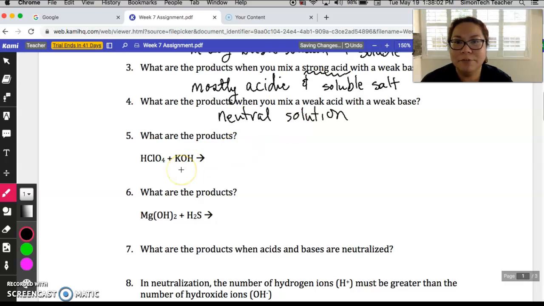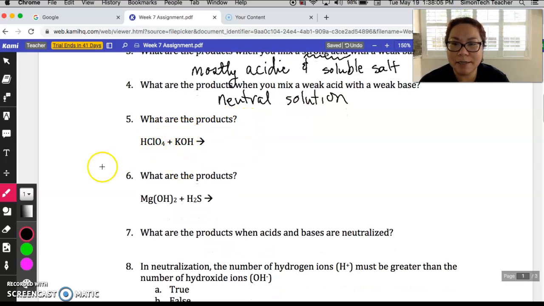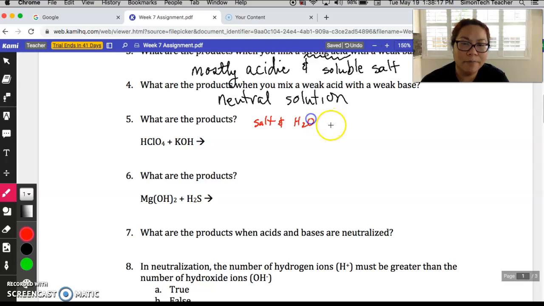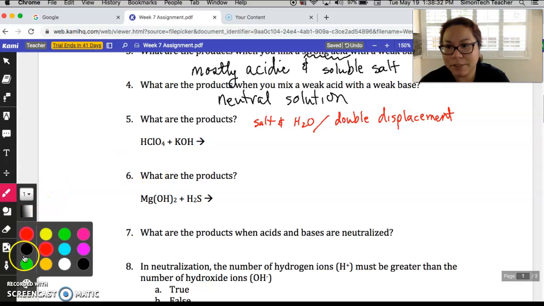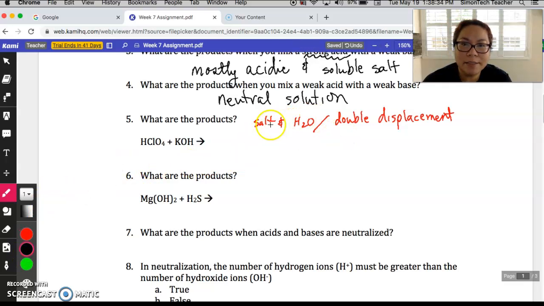Okay, now for this next part, what are the products? As I said before, when acids and bases are mixed, you would want to look for the formation of a salt and also water. These products result from a double displacement reaction. So those are your clues: double displacement. Salt and water would be the products.